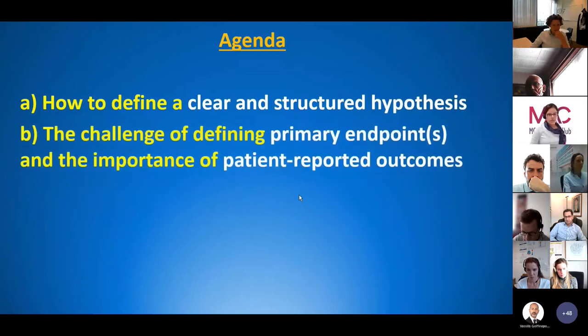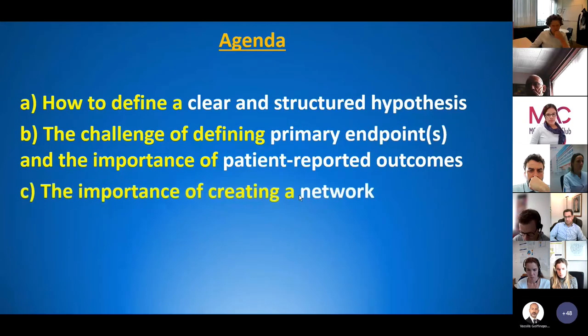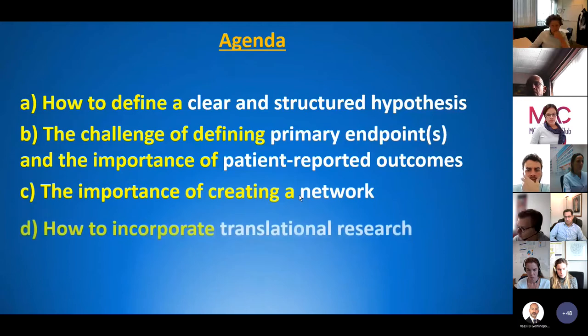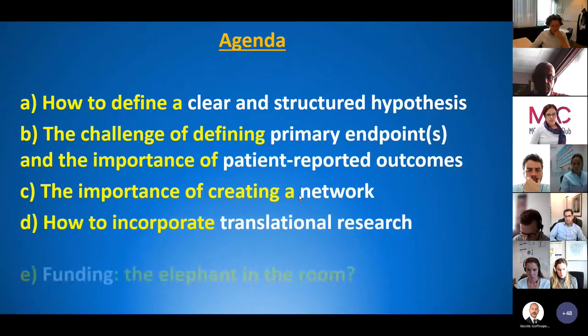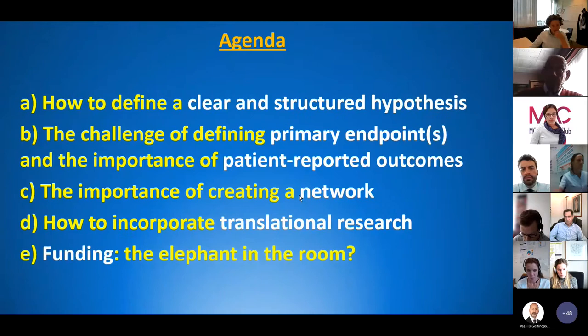The agenda of today: we will discuss how to define a clear and structured hypothesis. We will have the challenge of defining the primary endpoint, and we will discuss the importance of patient-reported outcomes, but also the importance of creating a network, how to incorporate translational research, and lastly, the elephant in the room, the funding.